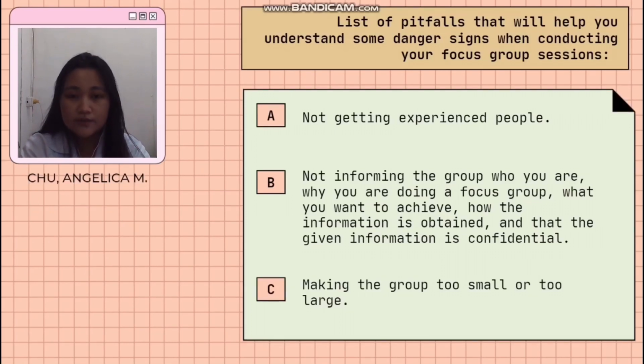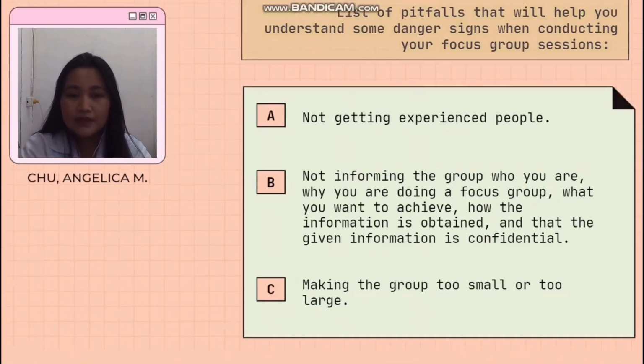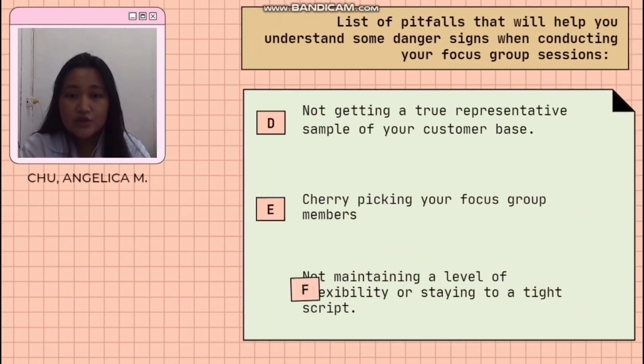Next, making the group too small will provide insufficient data, while making it too large will make the group difficult to facilitate and properly glean information from. Typically, 3 to 8 participants lang dapat. Next, getting a true representative sample. To avoid this, participants should be selected based on a predetermined criteria, like what products or services they use in the company, their location, age, socioeconomic status, and more.